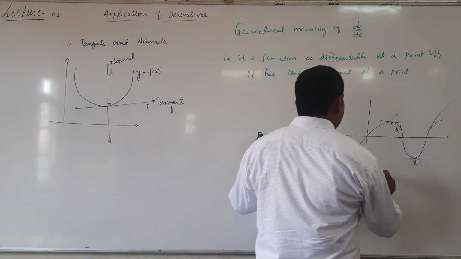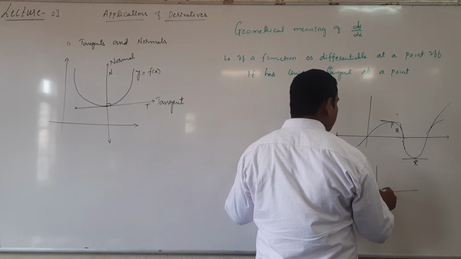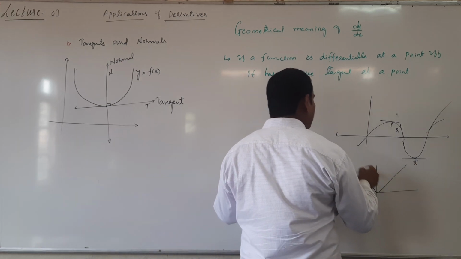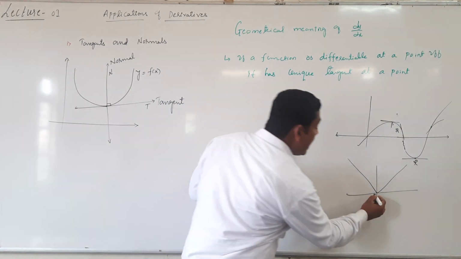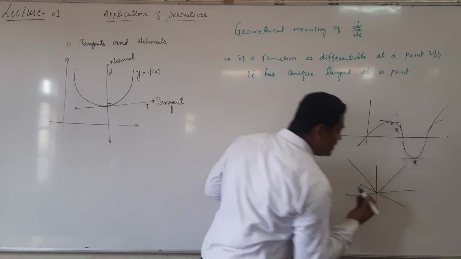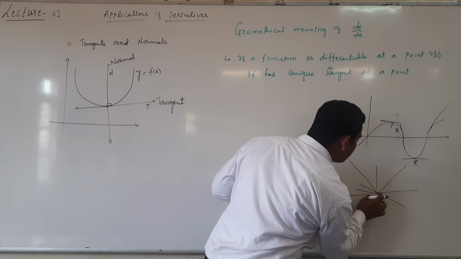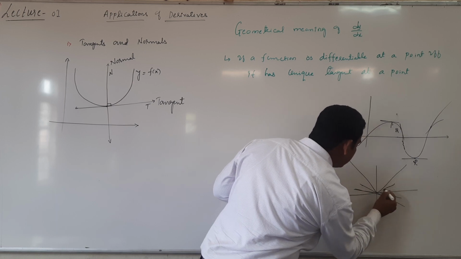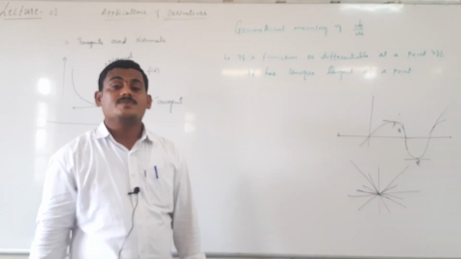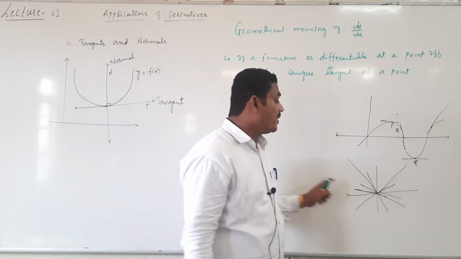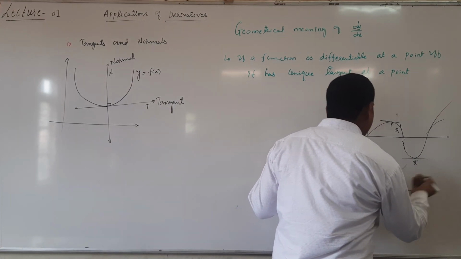For example, take modulus function. At x equal to 0, we can draw multiple tangents. At 0, this is one tangent line and this is another tangent line, and another, and another. For modulus function, at x equal to 0, we can draw many tangents, t1, t2, t3 and so on.